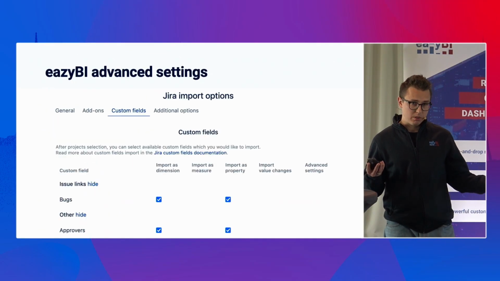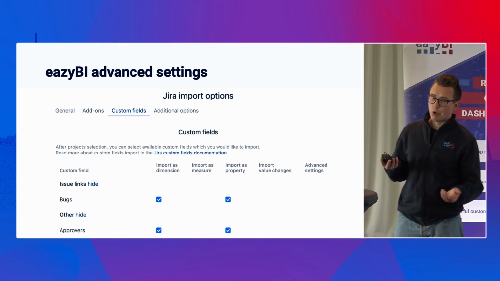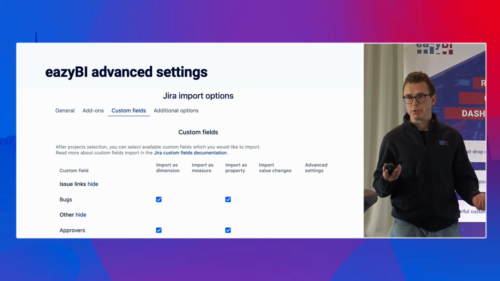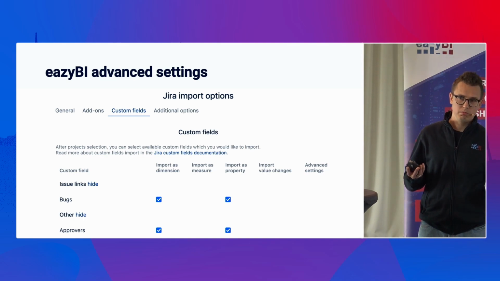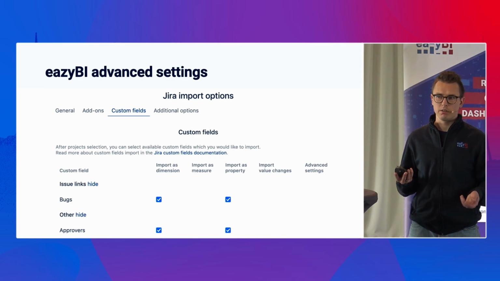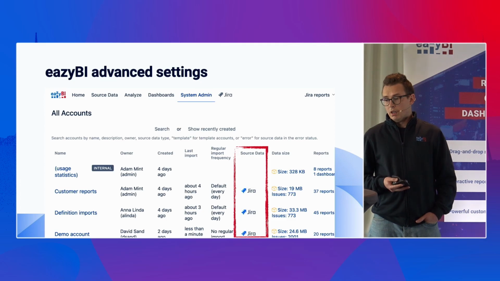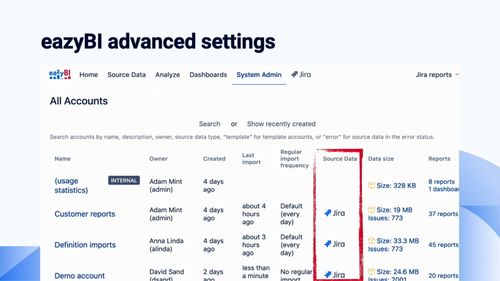And after updating the eazyBI advanced settings, you go back to the account import options, select the field for import, or if the field was already imported, you do a double import. One without the field selected, and another with the field selected. And the changes you have made in the advanced settings are there for all of your accounts with the Jira source application. And many customers have asked us for an easier and faster way to edit these settings.